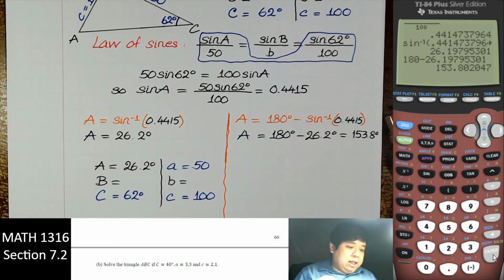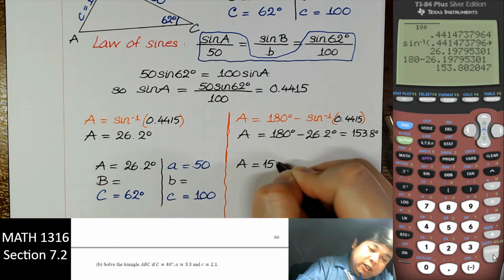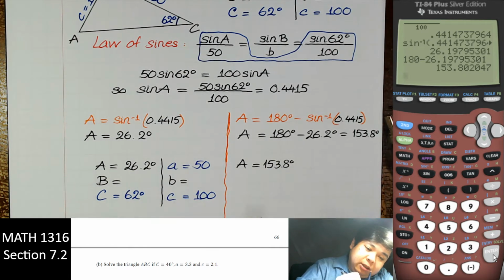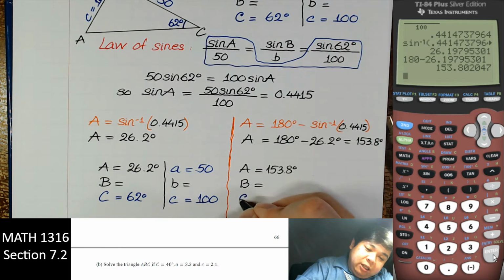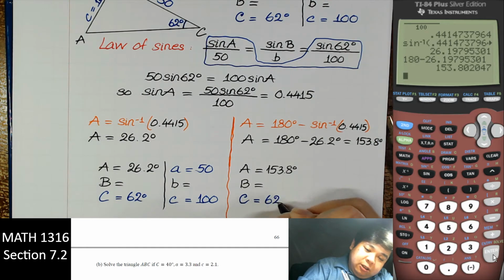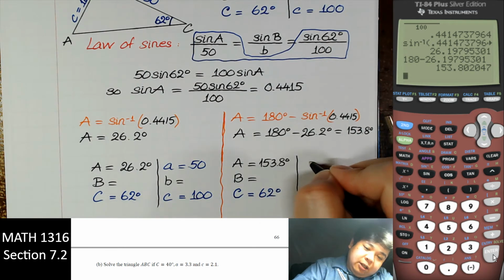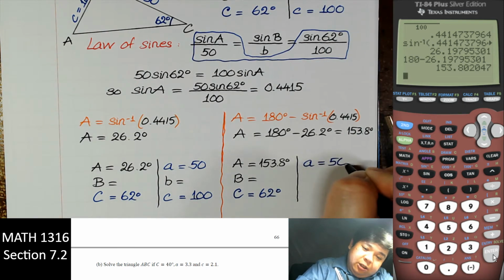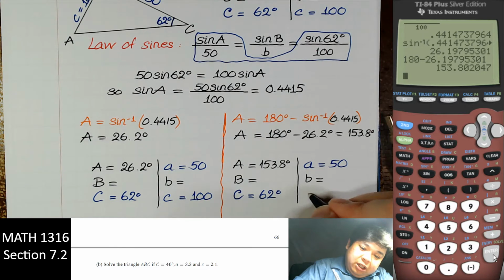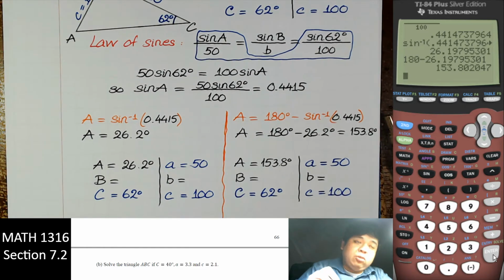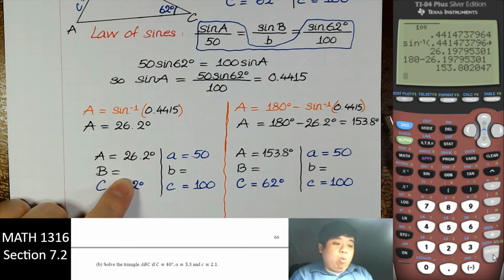Okay. The other case. Now, how about A is 153.8. Still don't know B. We do know angle C. Little a. Don't know little b. Little c is 100. Right. We might have two solutions. Right. We can subtract from 180 to find angle B.